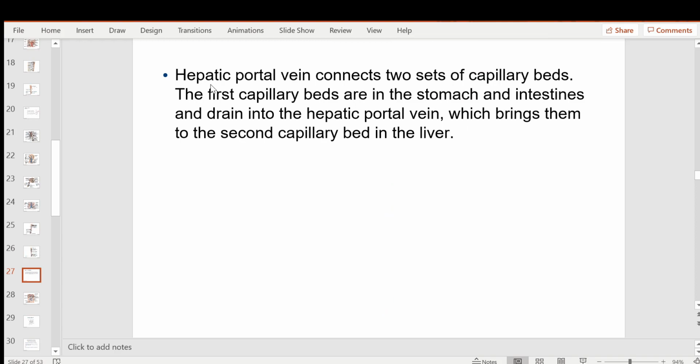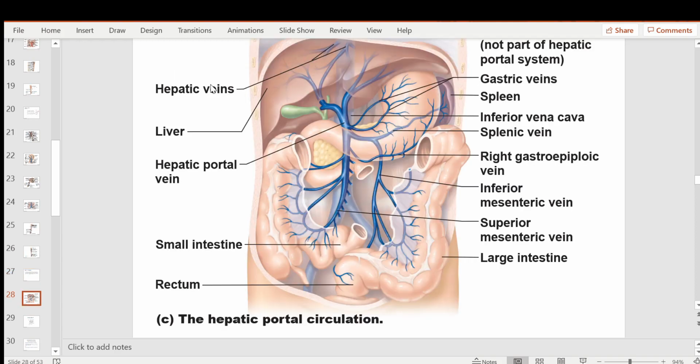Okay, now I'll talk about a circulatory system in your body, that is called the hepatic portal circulation. Hepatic means liver, and portal circulation means where a blood vessel connects two sets of capillaries. So here you have one set of capillaries, here you have another set of capillaries, also another set of capillaries.